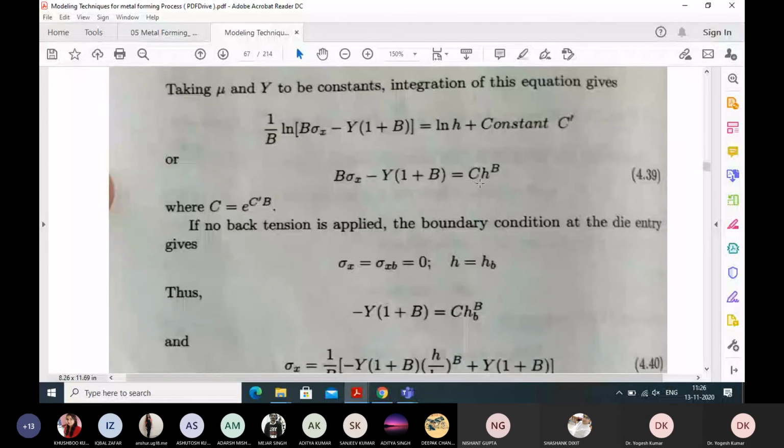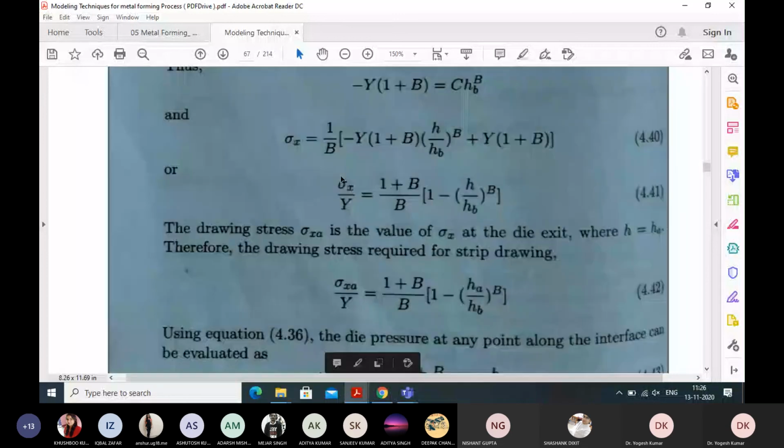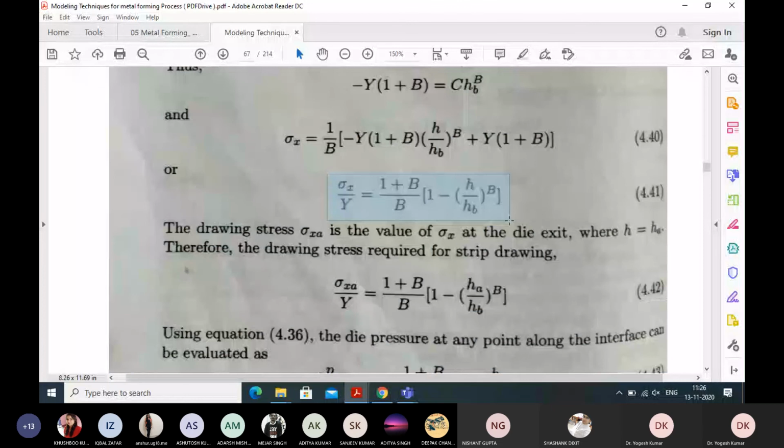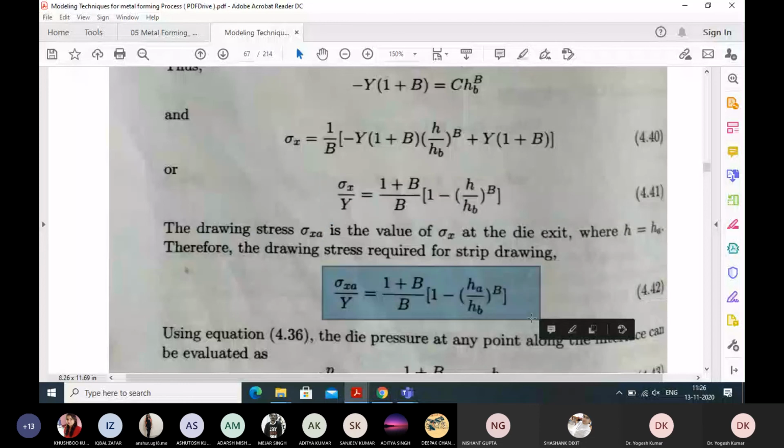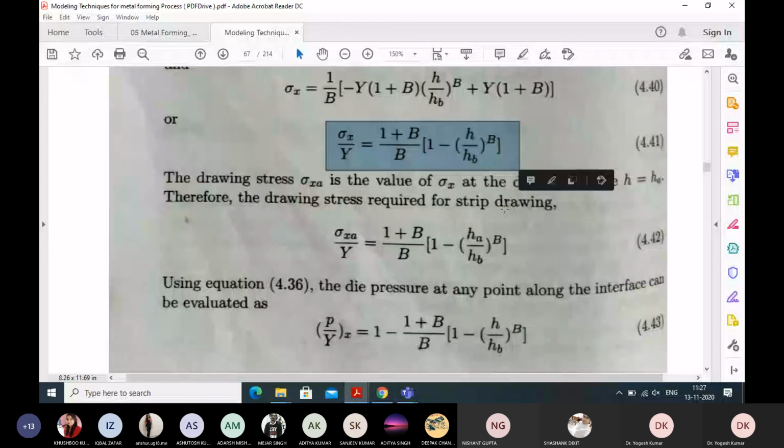So this will finally reduce to, which is important, you have to remember this equation only. This will finally reduce to equations 4.41 and 4.42. So sigma x a upon y will be equal to 1 plus b upon b, 1 minus ha upon hp, raised to the power b. Okay, so these two terms are important, which you have to remember.